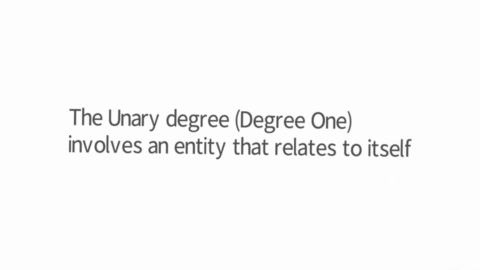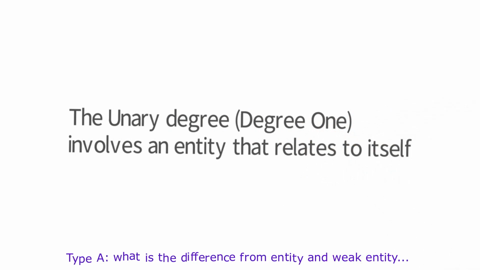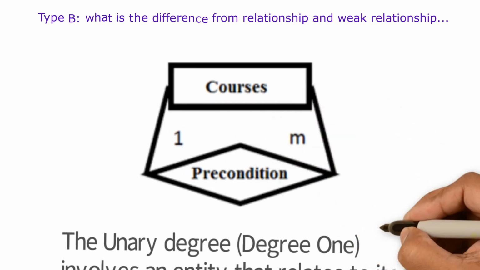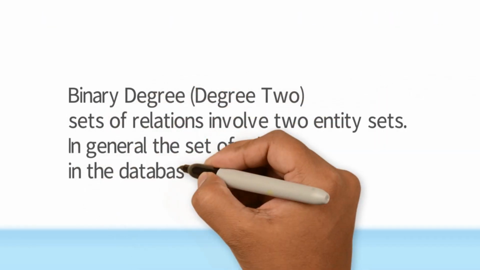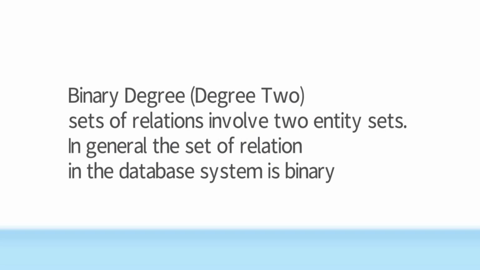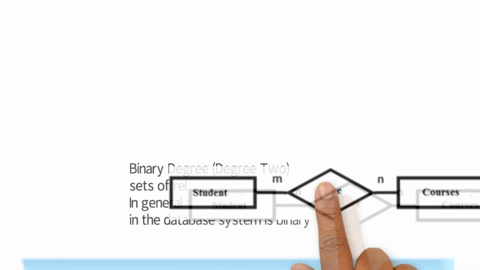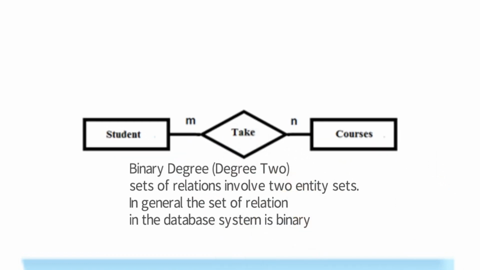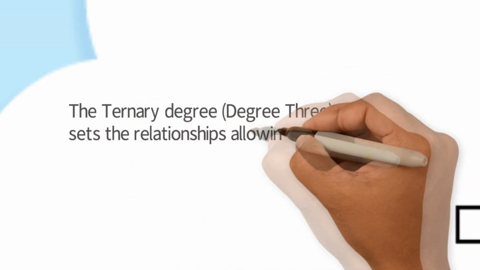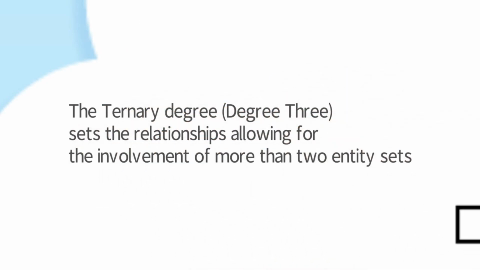Degree of relation. The unary degree, degree 1, involves an entity that relates to itself. The binary degree, degree 2, sets of relations involve two entity sets. In general, the set of relations in the database system is binary. The ternary degree, degree 3, sets the relationship allowing for the involvement of more than two entity sets.